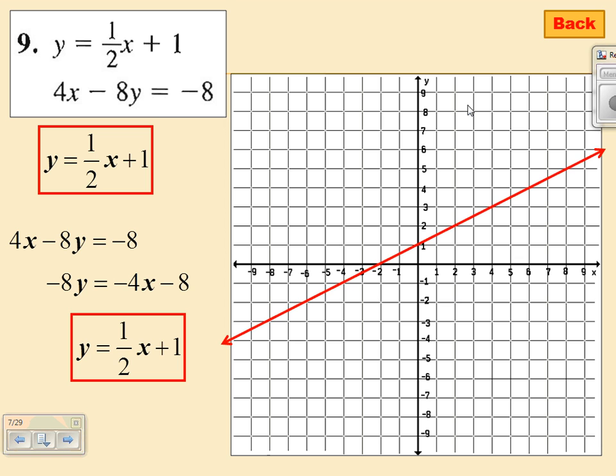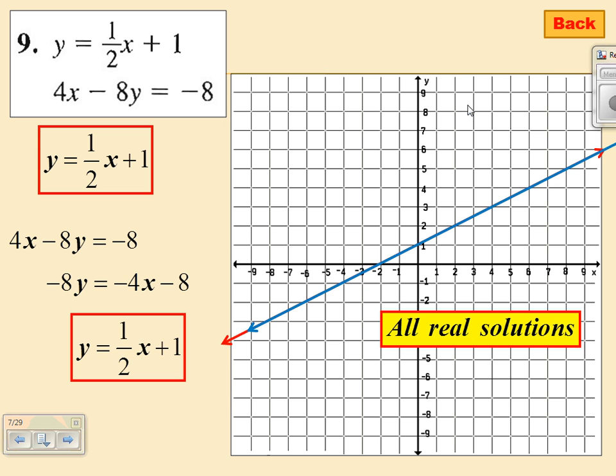What does that graph look like? It's basically the exact same line. So when you have something that looks like this, when you have a graph over a graph, it's basically the same line. So what's the solution for both equations? It's all real solutions. When a line is basically on top of another line, it intersects at all points, really, and it's all real solutions.